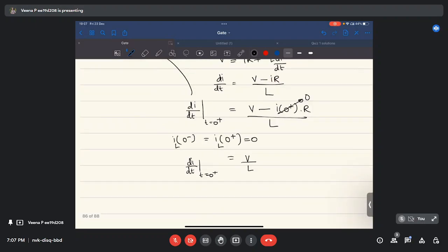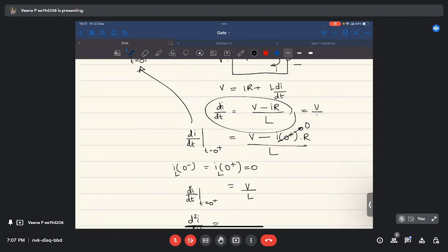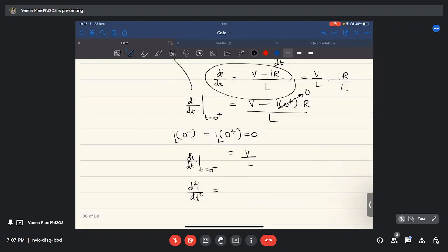Now let us differentiate this equation once again. So d square I by dt square is, I'll split di by dt as V by L minus IR by L. Now this is the derivative of V by L minus the derivative of d by dt of IR by L. Now L is constant, R is constant. So this is 1 by L dV by dt minus R by L di by dt.